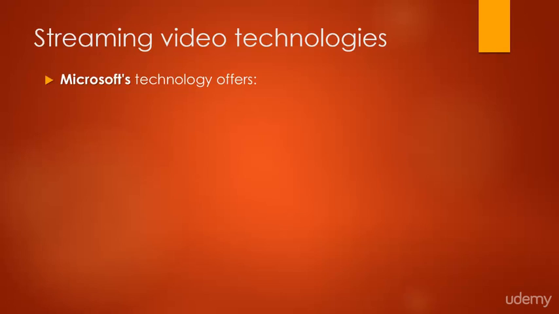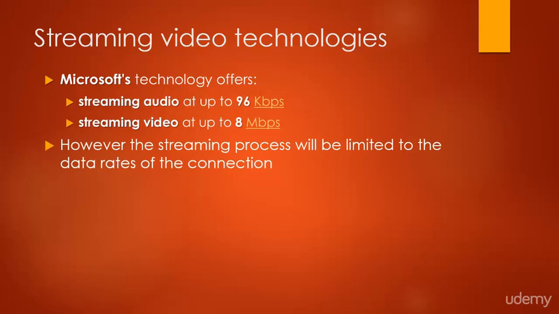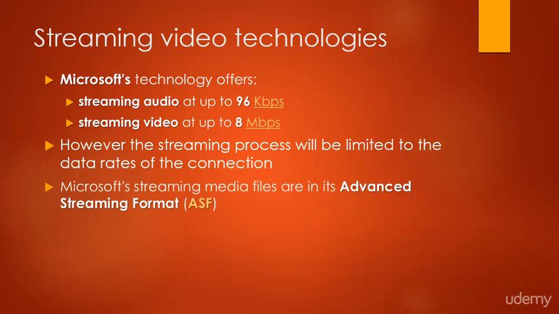Microsoft's technology offers streaming audio at up to 96 kbps, streaming video at up to 8 mbps. However, the streaming process will be limited to the data rates of the connection. Microsoft's streaming media files are in its Advanced Streaming Format, ASF.